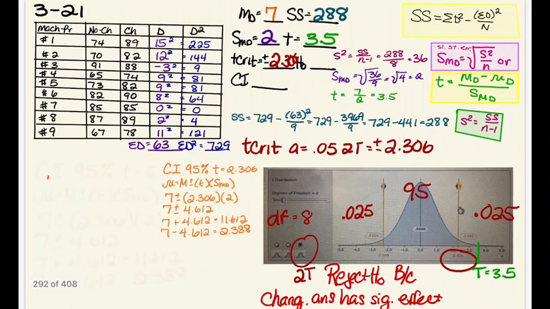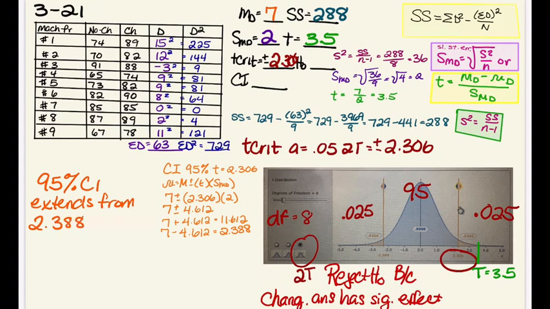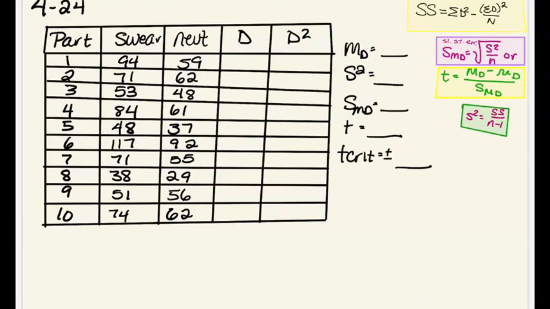Since the confidence interval is the upper and lower bounds of the estimate that you'd find at a given level of confidence, we would explain this by saying that the 95% confidence interval extends from the lower bound of 2.388 to the upper bound of 11.612. This means that 95% of the scores will be between those two numbers.